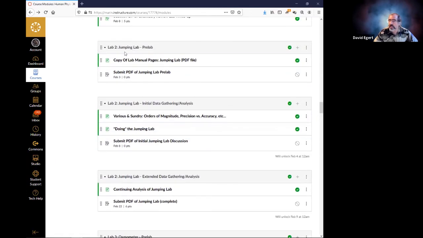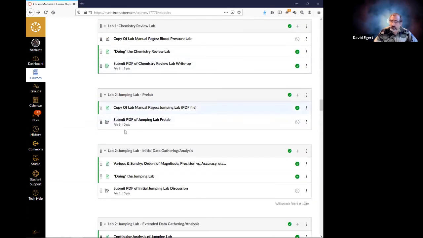It says jumping lab, pre-lab. So it's the one right after chemistry lab. One just has the lab manual pages for the jumping lab. And then it has submit PDF of jumping lab pre-lab due February 3rd. So it's due at midnight the night before class. I want to make sure that you do this before we do lab on Thursday. This is not a whole lab write-up. This is just like half a page. But you do need to submit this PDF of your pre-lab before our lab on Thursday.